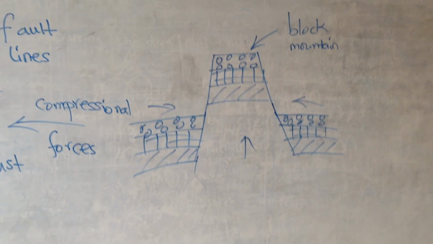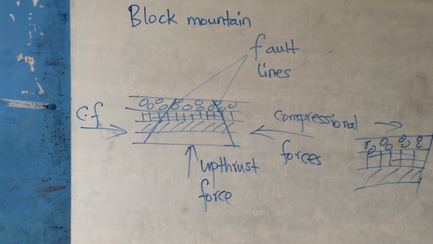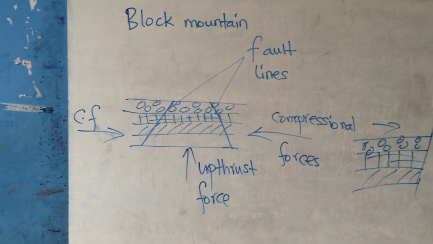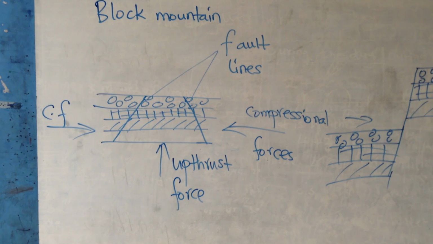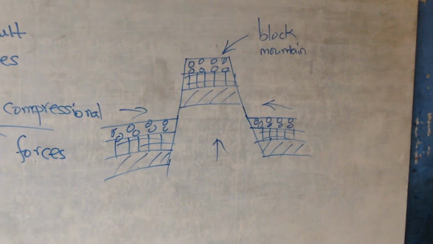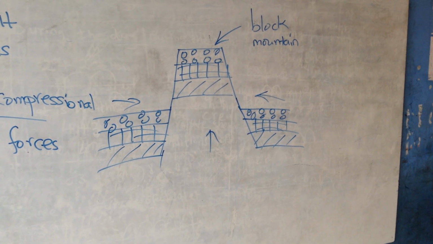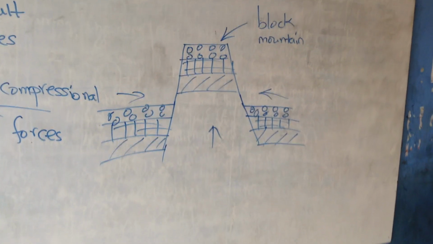So there's your block mountain, starting from the point at which you just had the fault lines, compressional forces and upthrust force acting and forcing the middle land to rise up, and the lands on either sides of the fault line to sink down, and this gives you the block mountain.